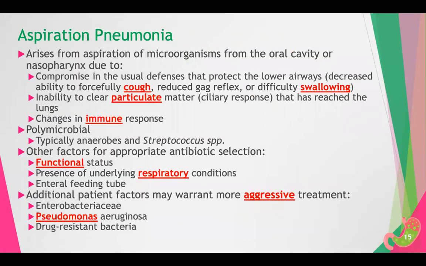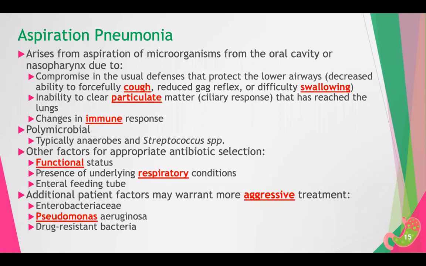So another complication of dysphagia is aspiration pneumonia, and this occurs due to microorganisms that come from the oral cavity or the nasopharynx, because of a compromise in the usual defenses that protect the lower airways. So in our older patients, there's that decreased ability to forcefully cough. There can be a reduced gag reflex or difficulty swallowing, and an inability to clear particulate matter that has reached the lungs. So in older patients, their cilia might not be working as properly. So if something gets in the lung, they might not be able to cough it up to clear it out.